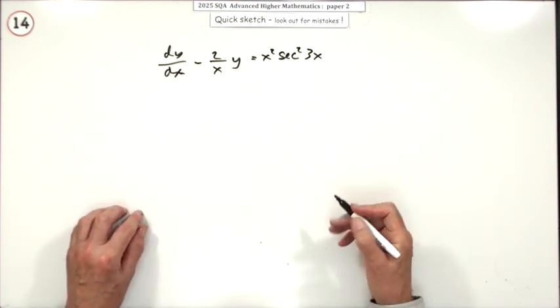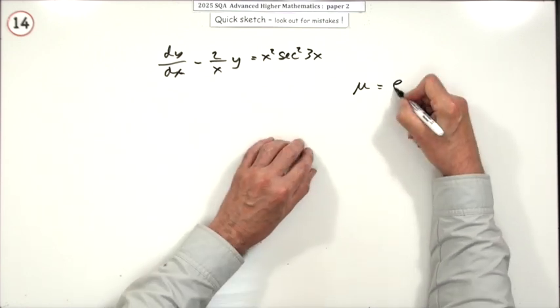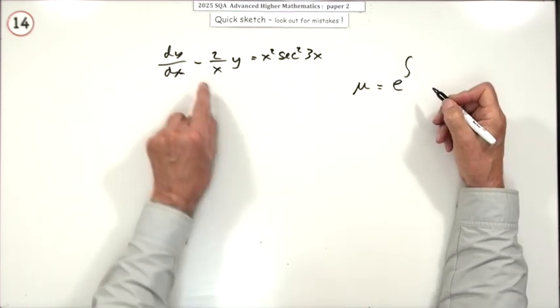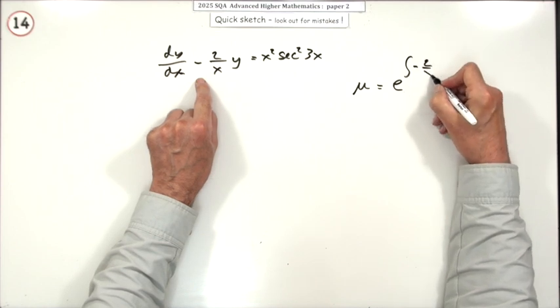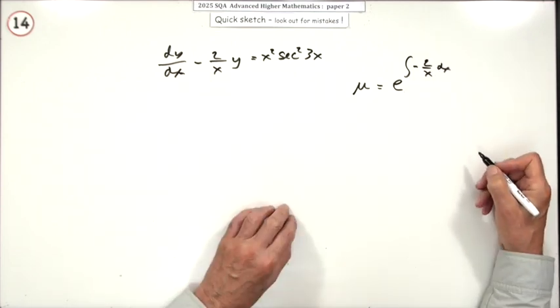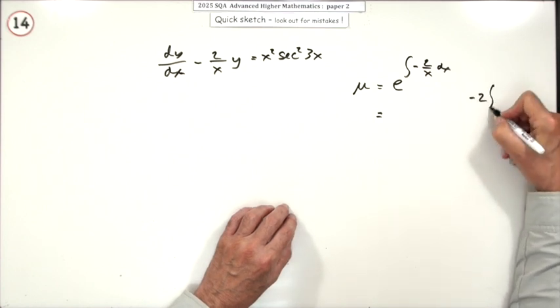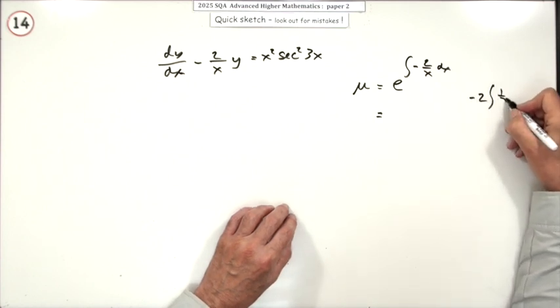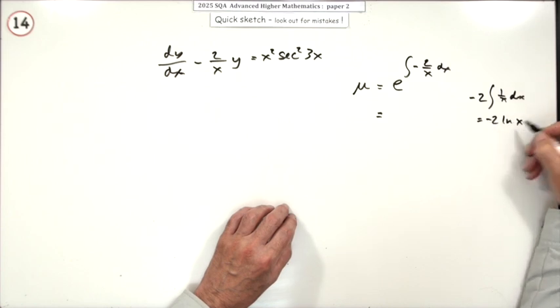upon differentiation. And the way you find that integrating factor is you do e to the integral of this part that's multiplying the y, negative 2 upon x dx. I'll just work that out separately. So I'll take out the negative 2, so the integral of 1 over x dx, and you know what that is. That's going to be ln x.